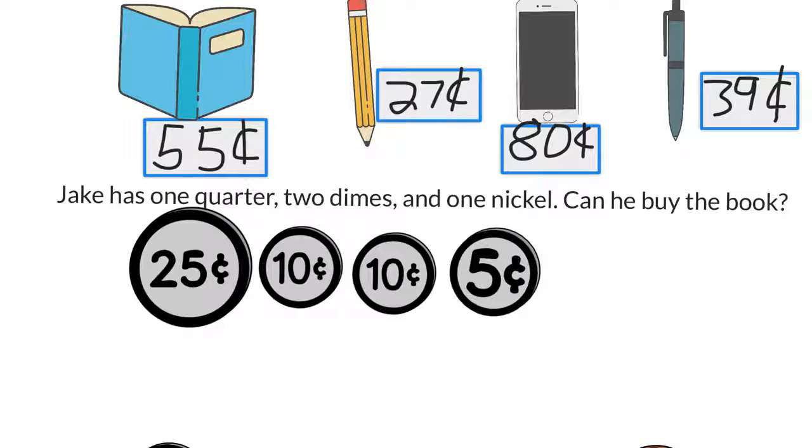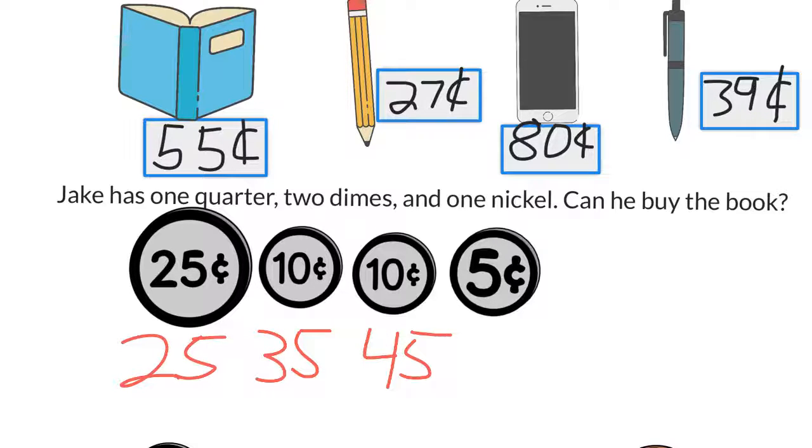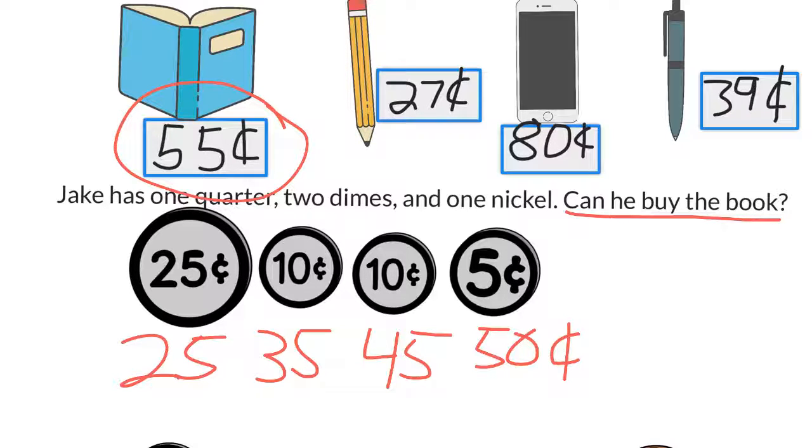And we can show the skip counting, or we can do mental math. This time we'll skip count, showing the skip counting. 25, 10 more would be 35, 10 more 45, and 5 more 50 cents. So we have a total of 50 cents, and we're looking here, can you buy the book? So the book here is 55 cents.